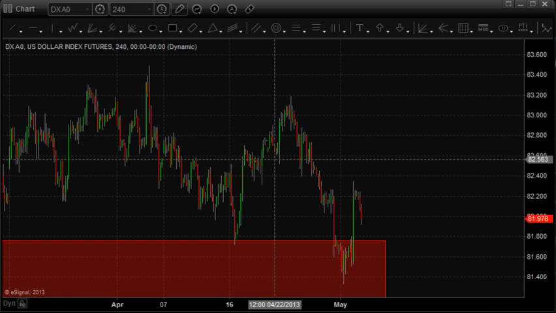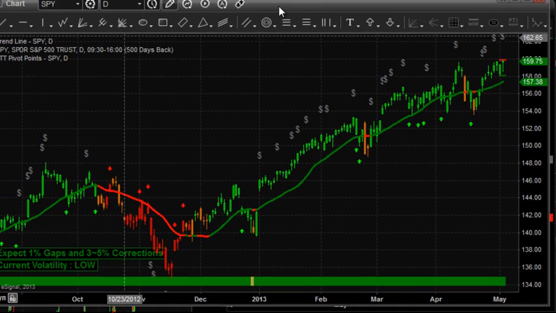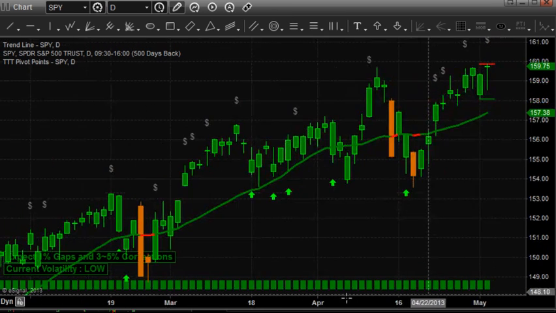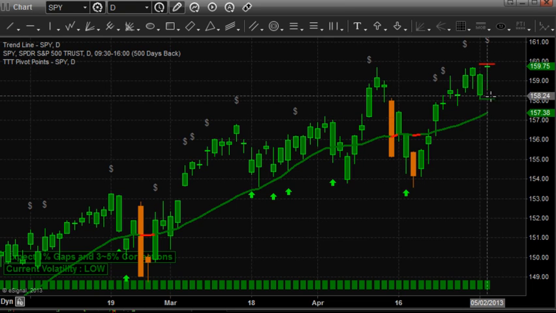Lots going on with that. Here is the daily trend chart. If we look at this, we can see the trend remains up. We actually had the market get pretty extreme overbought yesterday, created a dollar sign, meaning that if we were long, we would be taking some money off the table.